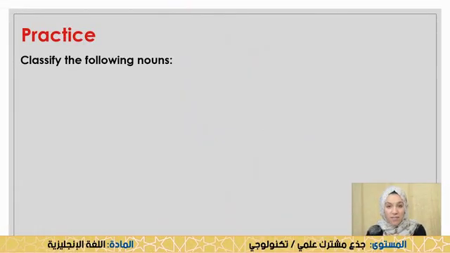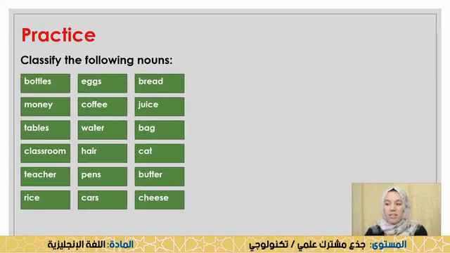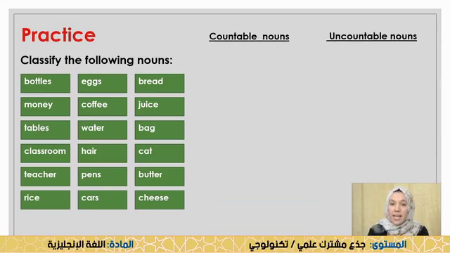Practice. Classify the following nouns. Let's have a look. We have a number of nouns here in this exercise. Your job is to classify them whether they are countable or uncountable. How can you tell? Again, see if you can count it, if you can give it the plural form, or if it accepts the number, then it is countable. If it doesn't, then obviously it is uncountable.